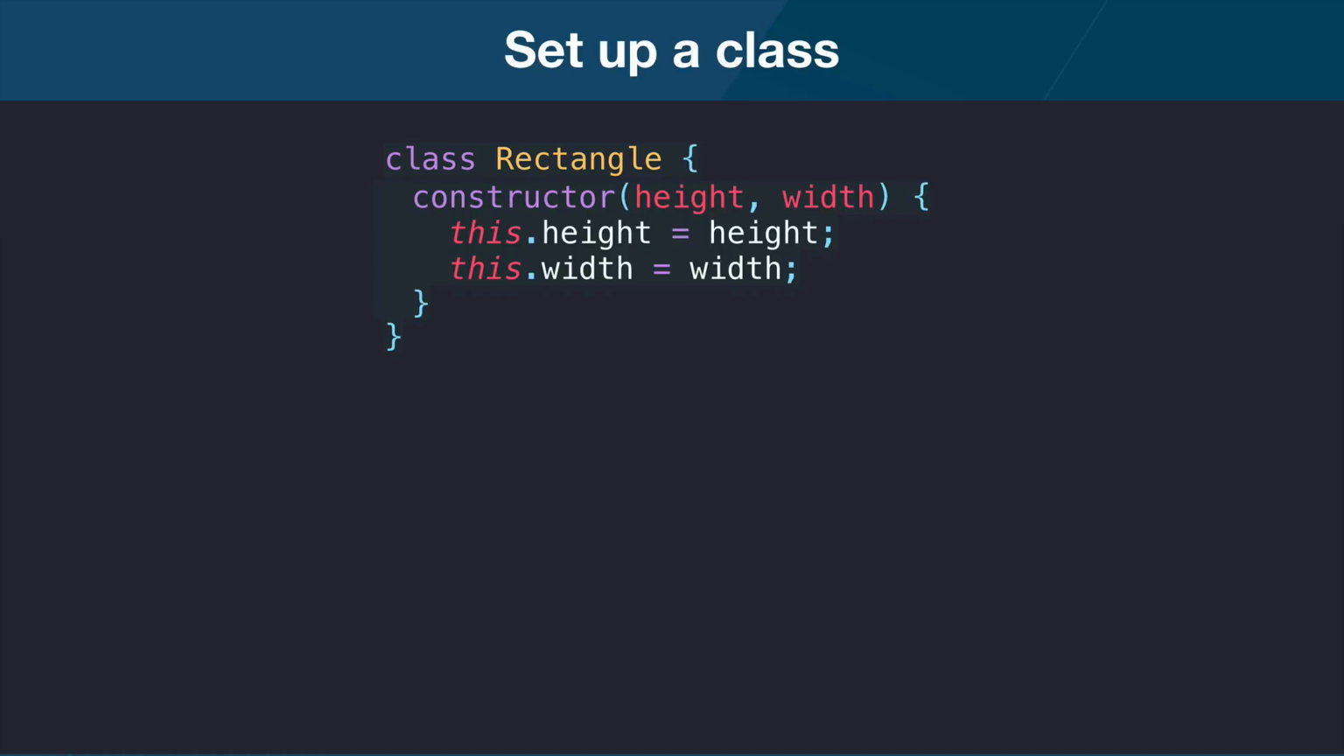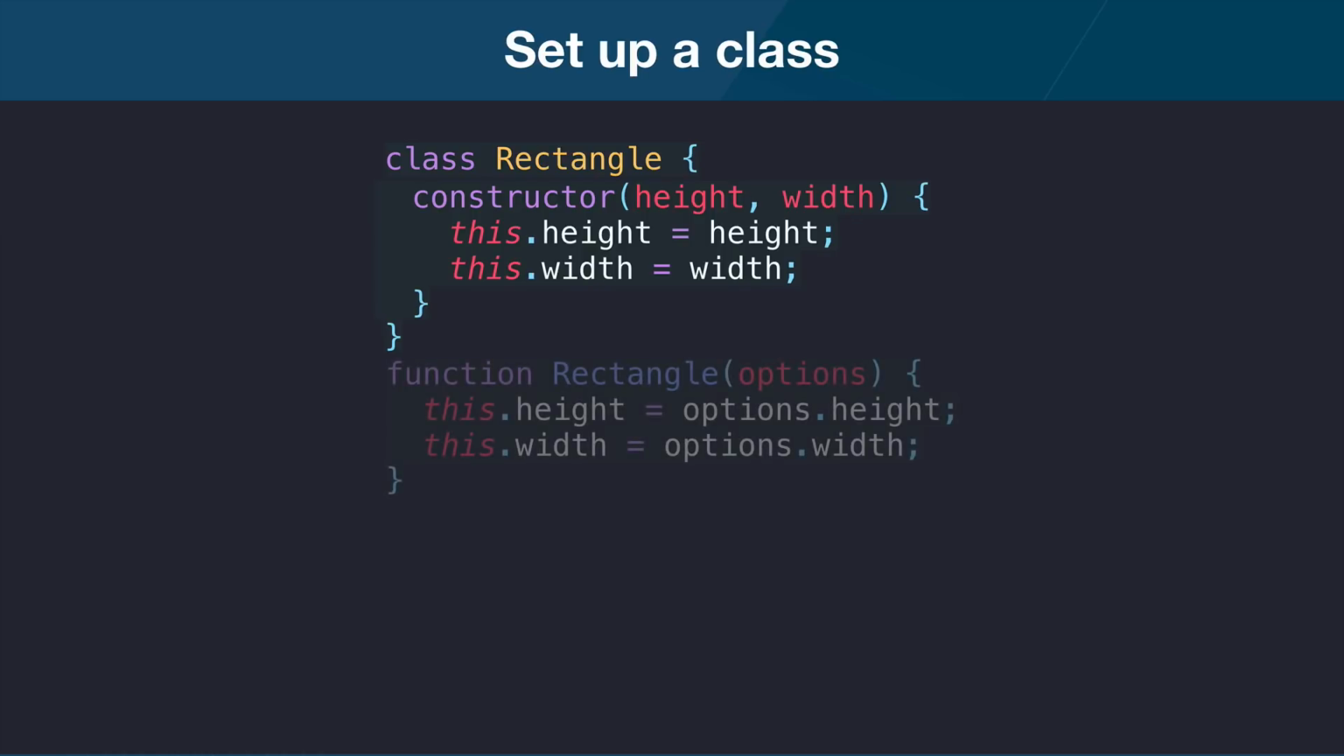So now that we have our rectangle, let's look at what it would look like if we were to declare this as a constructor function without the class keyword. Well, it's not much different. You could potentially pass a height and width property, or pass them on an options object or an attributes object or whatever. But in this case, we're just setting it up this way. Okay.